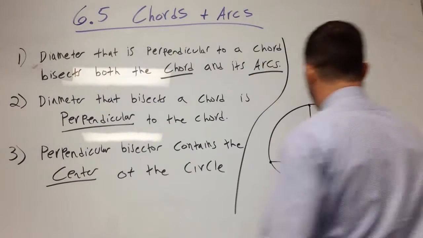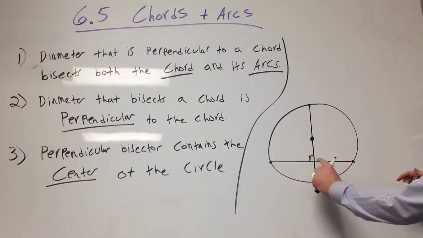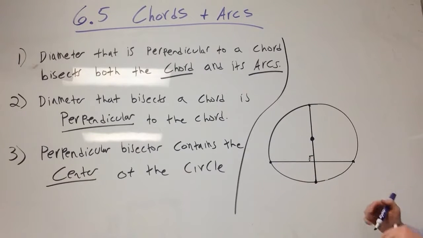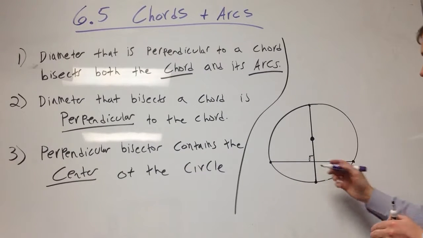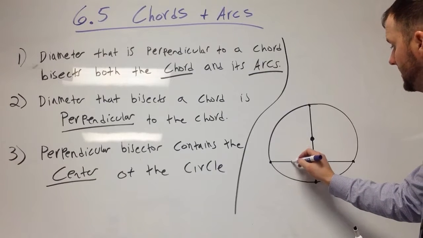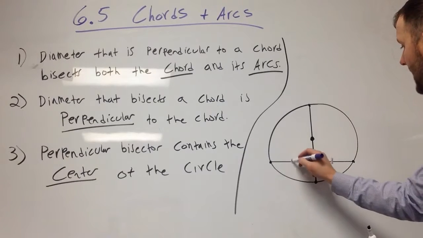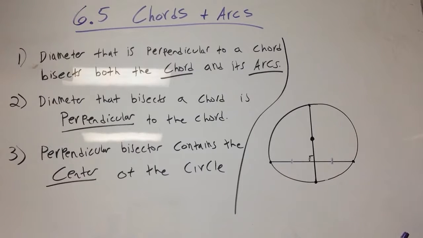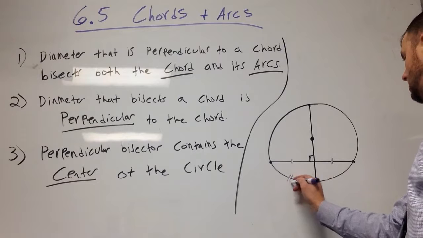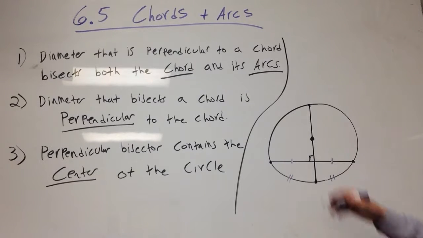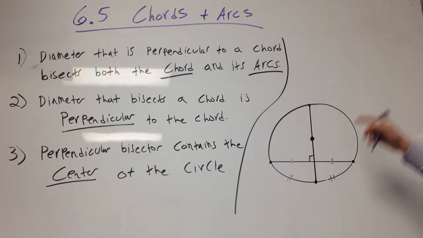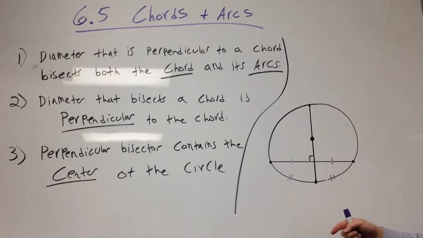So again, if I have a diameter and it's going to be perpendicular to the chord, then automatically it is going to bisect, which means cut in half. It's going to bisect the chord, and it is also going to bisect its arcs. So the two arcs are then going to be congruent to each other because of the diameter being perpendicular to the chord. Okay? And it's also going to work vice versa.